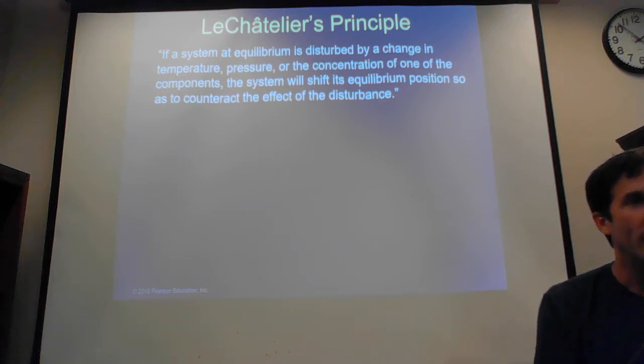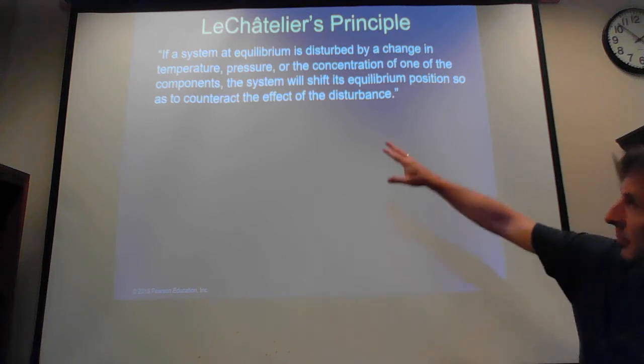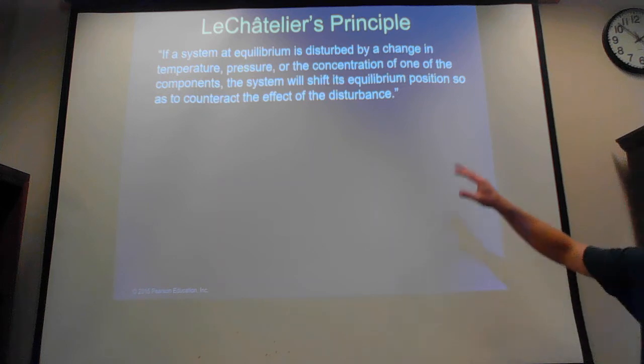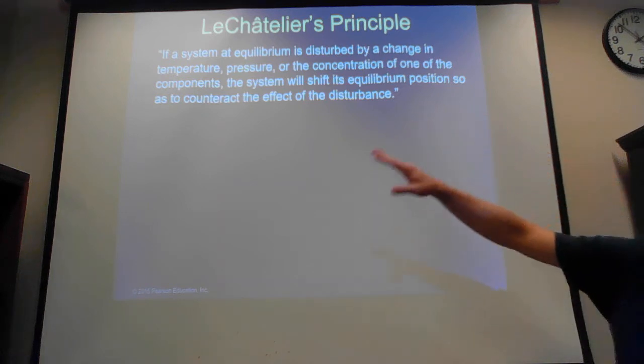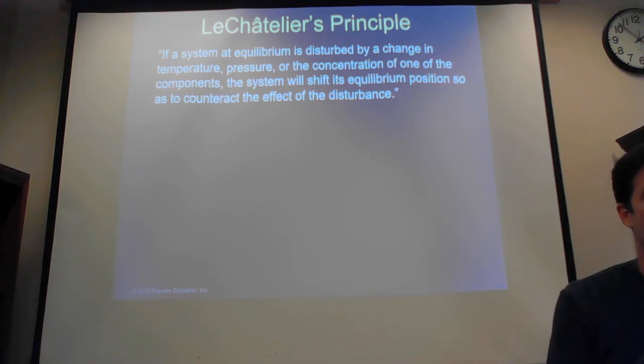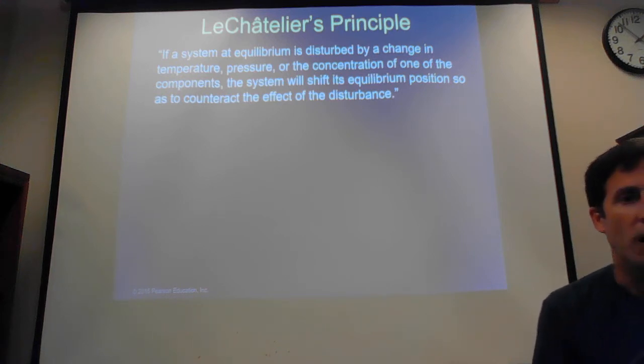Okay? When that happens, the system or the reaction that's going on in the container will shift its equilibrium to counteract the effect of whatever the disturbance was. So if we cause a disturbance, the reaction will shift to get back to equilibrium as quickly as it can and restore that ideal ratio of products to reactants that it wants to have.